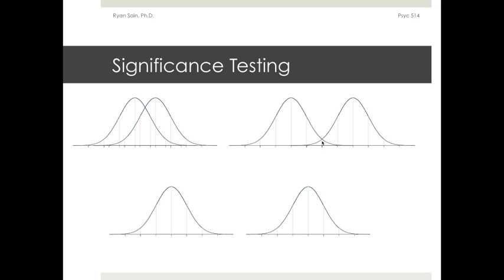This little overlap is ultimately what we're going to eventually call our p-value, the probability that we're making a type 1 error. The more overlap we have, the less likely it is that there is a significant difference between the groups. So that kind of opens the door to significance testing a little bit.